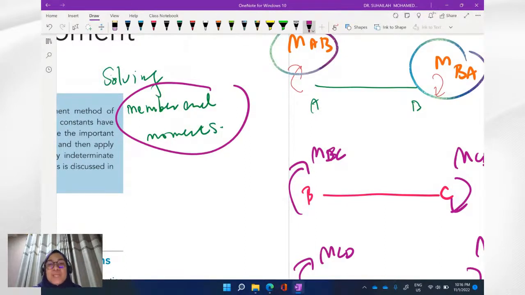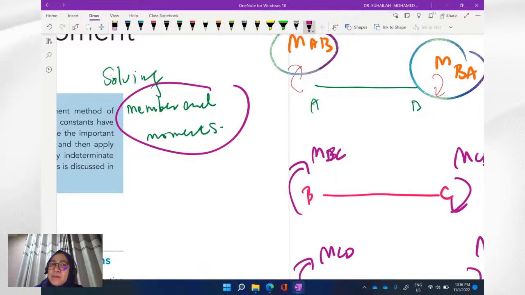The main objective of analyzing structures, beam and frame, using moment distribution method is to analyze member end moments. So what is a member end moment? Each member has two ends. One element consists of two joints, two nodes. So we have node A, node B, joint A, joint B.